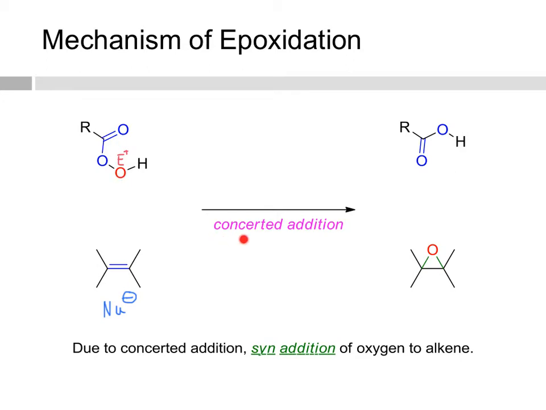Overall, we know that it's a concerted addition. The alkene is going to attack the oxygen, and so we've made this carbon-oxygen bond. As the alkene is attacking, we've broken this pi bond, and so now we've got a partial positive charge here. We need electrons to come in there, and those come from this oxygen-hydrogen bond here. And so now we've made the second carbon-oxygen bond.